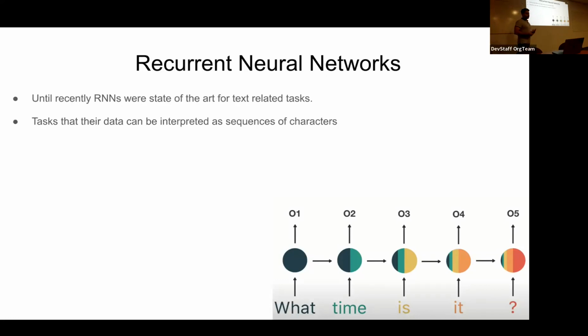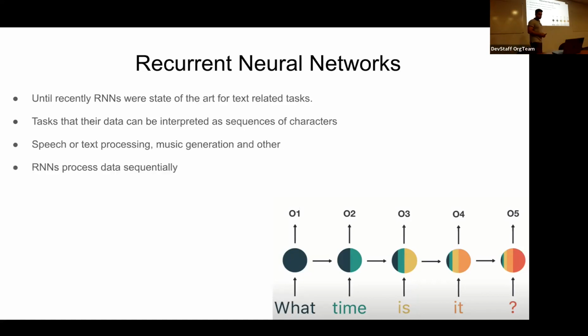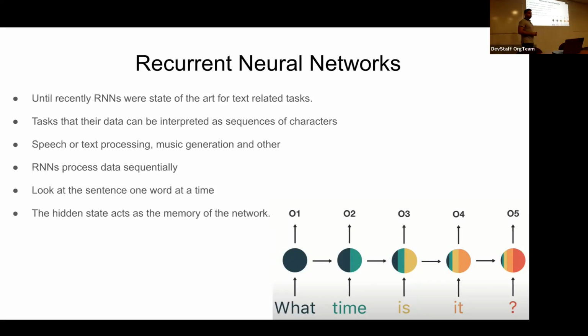They're used for data that can be interpreted as sequences of characters. So this might be time series data, text, sound, this kind of data. Some examples where they might be used are speech or text processing, music generation, and others. They are able to process data sequentially, so each word at a time. They look at the sentence one word at a time. They have a hidden state that acts as the memory inside the network.